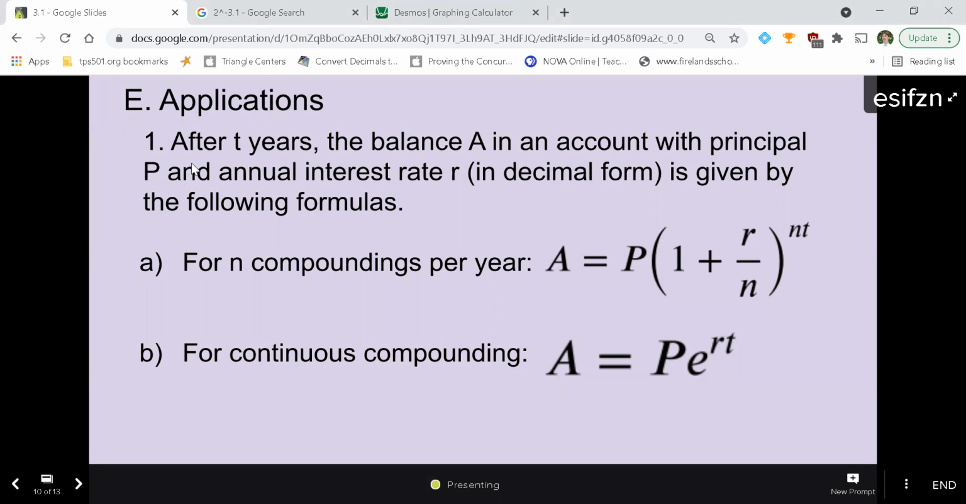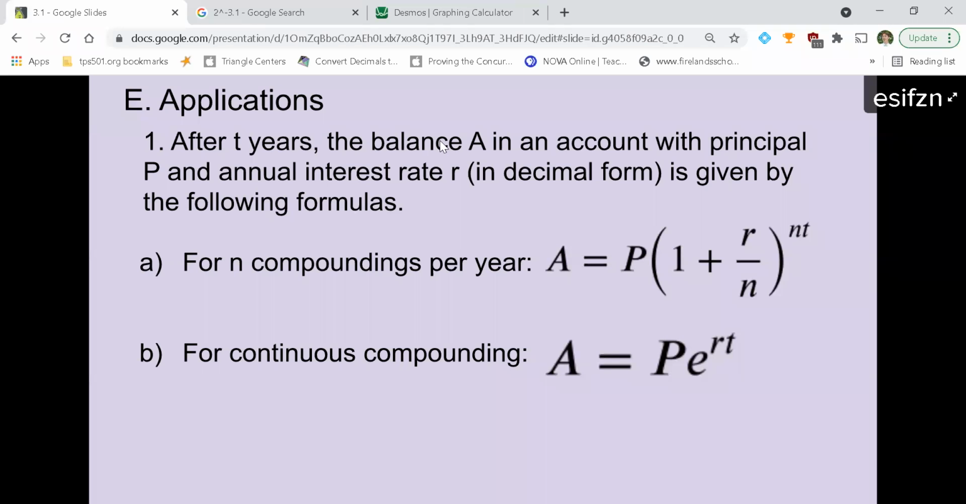So if you have a balance of A in an account, oh, well, hold on. What do you got? I did not see anything. If I see it, I'll let you know.